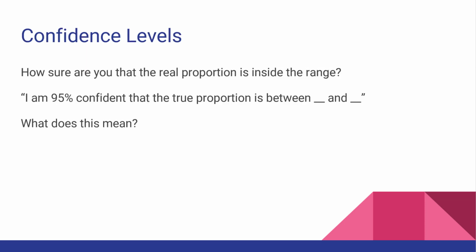So you can never be 100% certain that your real proportion is inside the range that you constructed, and so there's this thing called confidence levels. The most common way of saying it is I am 95% confident that the true proportion of people in the United States who favor political party A is between X and Y%. So what this means is a little bit complicated.